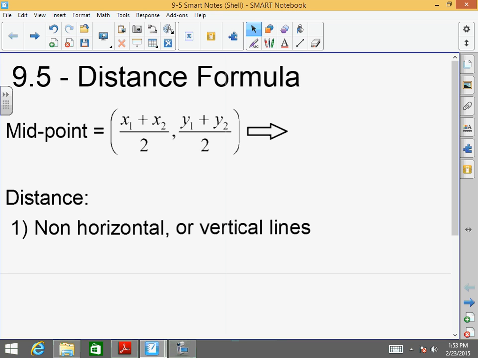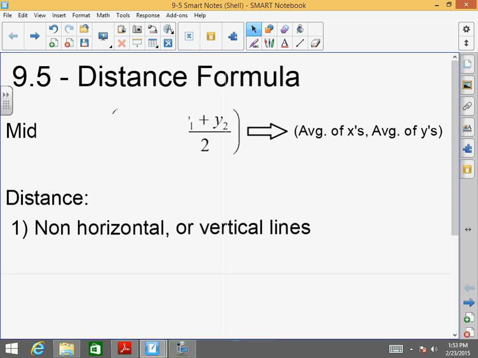So basically, it's the average of the x's, comma, the average of the y's. That's what the midpoint really is. They give you 2 points. You take the sum of the x's of both points and divide that by 2. You take the sum of the y's, and you divide that by 2 as well. So that's the midpoint formula.